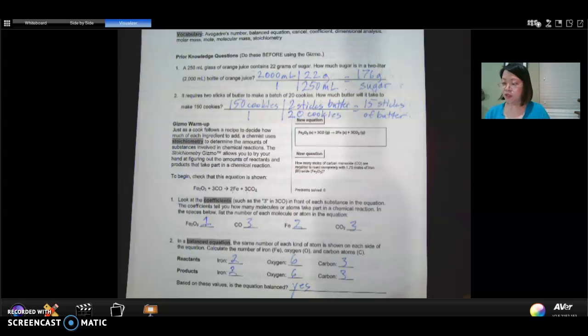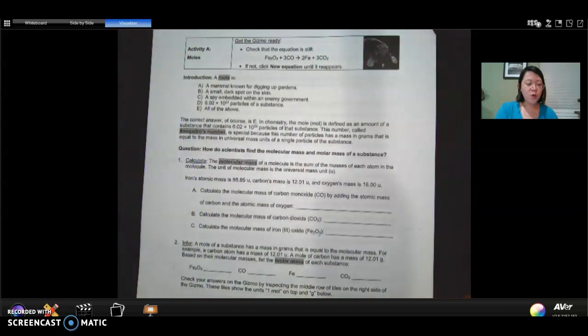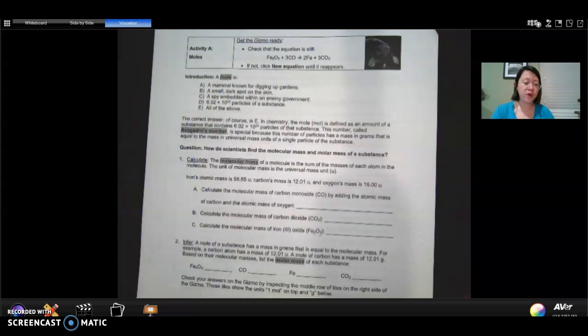So now that we've finished up the pre-lab, let's turn to the next page, activity A. So we're not quite using the gizmo just yet, but make sure that the equation is still this. If not, make sure to click new equation until it appears.